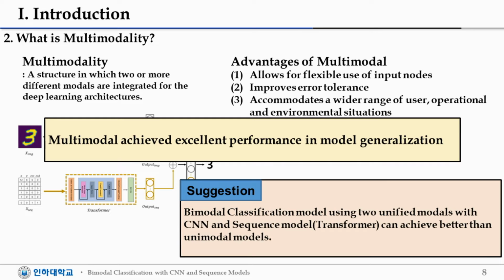In this study, we propose a bimodal classification model using two unified models, a CNN and a sequence transformer model, which can achieve better results than unimodal models for the erroneous and corrupted datasets.